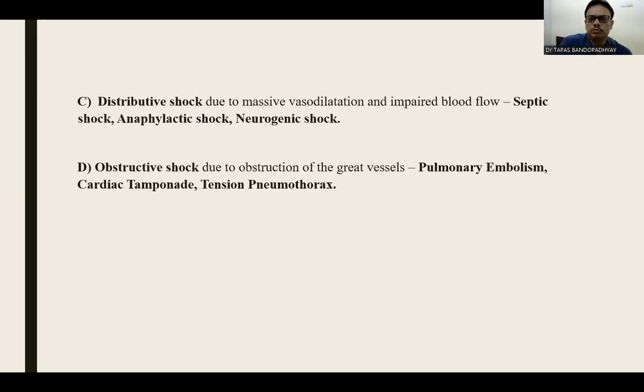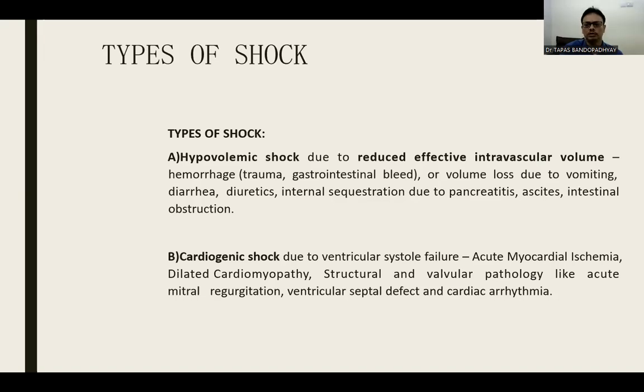Next is distributive shock, which may be due to massive vasodilatation and impaired blood flow, as we find in septic shock, anaphylactic shock, and neurogenic shock. I will discuss each one of them separately soon. But one important thing is that hypovolemic shock may not always be due to GI blood loss or fluid loss. Sometimes it can be due to third spacing of fluid. That means there is internal sequestration, for example in acute pancreatitis, where the blood goes out of the blood vessel and accumulates in the interstitial spaces, and sometimes there may be fluid in the pericardium, in the pleural spaces, etc.